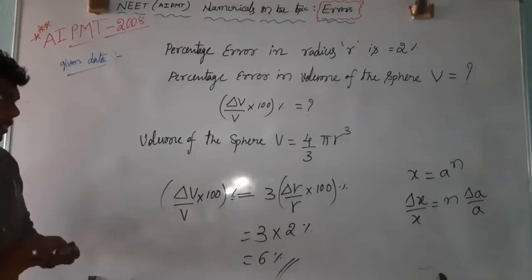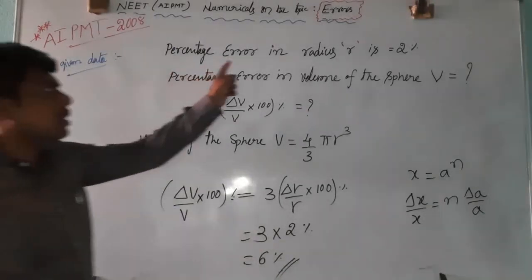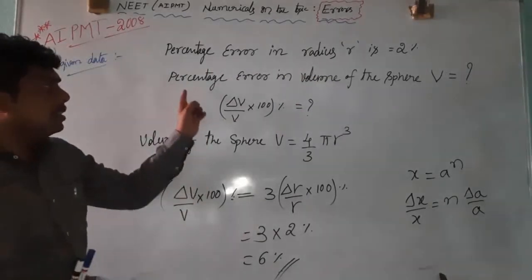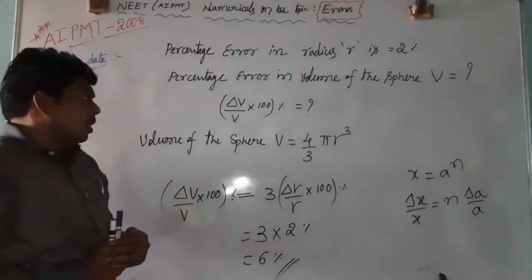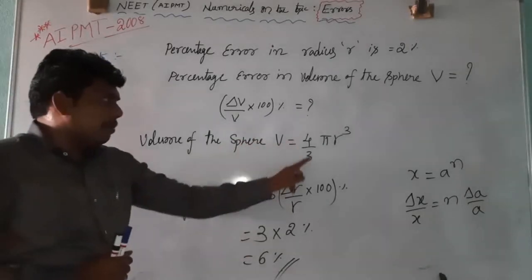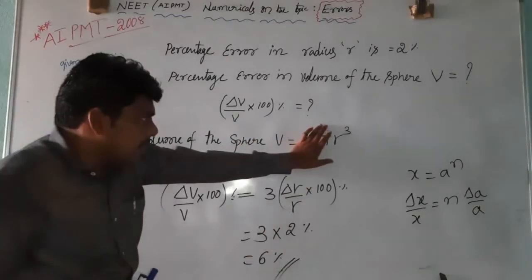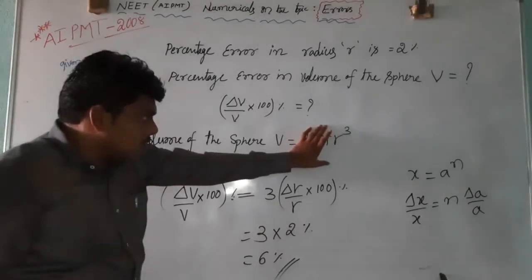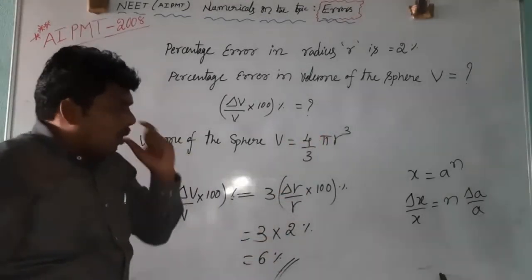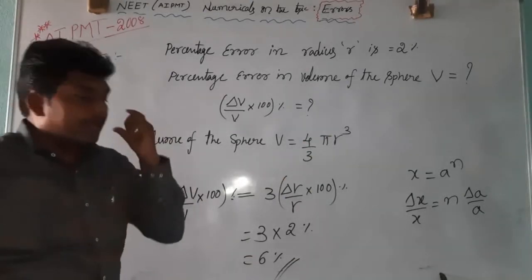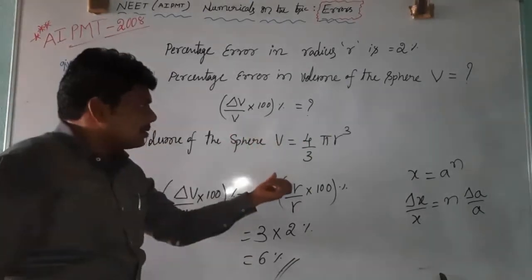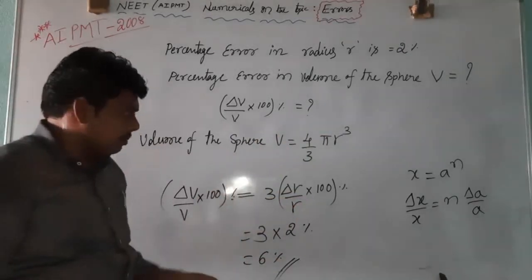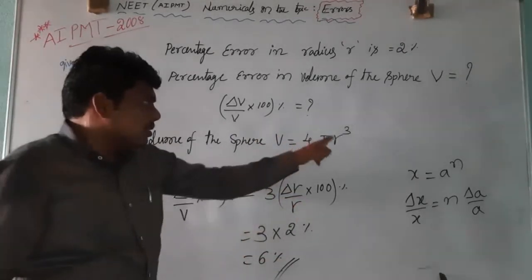The question is very simple. They have given the percentage error in radius, the value is 2%. We have to calculate the percentage error in the volume of the sphere. Volume of the sphere is given by 4 by 3 pi r cube. 4 by 3 pi is not a physical quantity, that is the proportionality constant, so we should remove it. While determining the errors, we should remove the proportionality constant. We should not consider it. So the volume is proportional to r to the power 3.